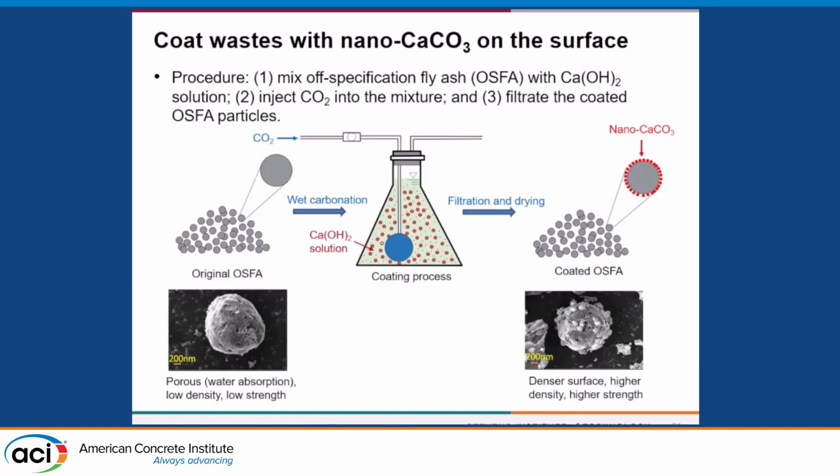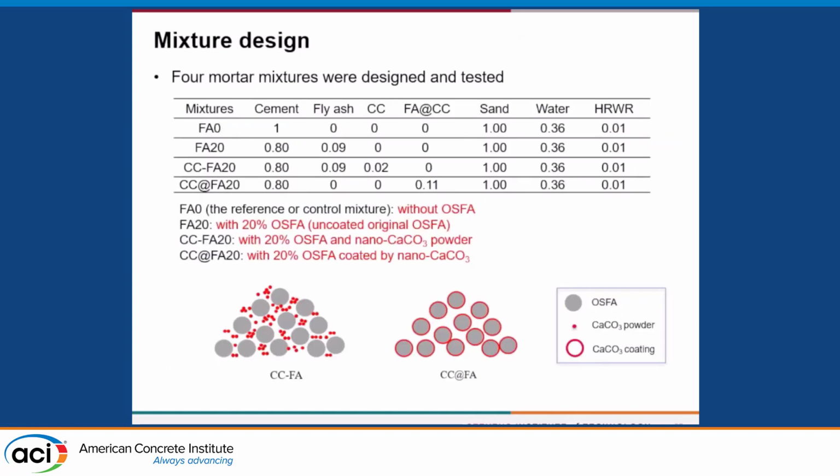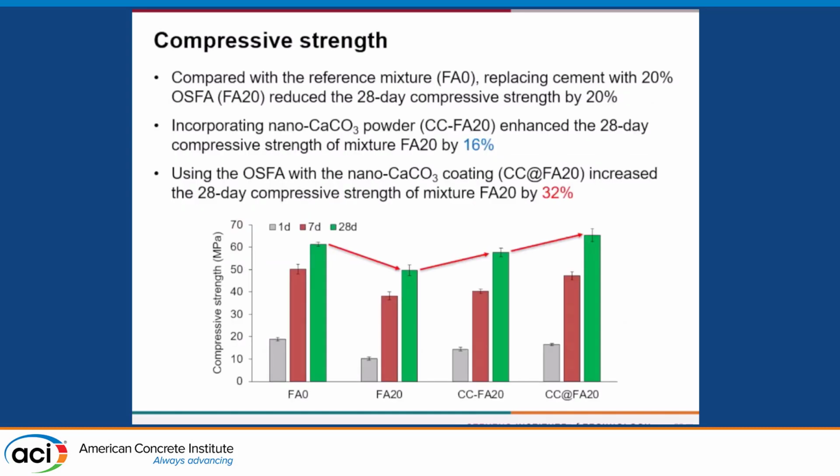With this method, we coat the nano-calcium carbonate on the surface of solid waste, and we compared four different cases. One is the mixture without any OSFA. Here is the mixture design. FA20 represents the system with 20% OSFA without any coating. CC-FA20 represents the mixtures with 20% OSFA and nano-calcium carbonate as dry powders. And the other CC-FA20 represents the mixtures with 20% OSFA coated by nano-calcium carbonate through the Ci, or injection, method. This shows the difference: in the first, the nanoparticles are distributed in the system, while in the second, the nano-calcium carbonate is precipitated on the surface of the OSFA.